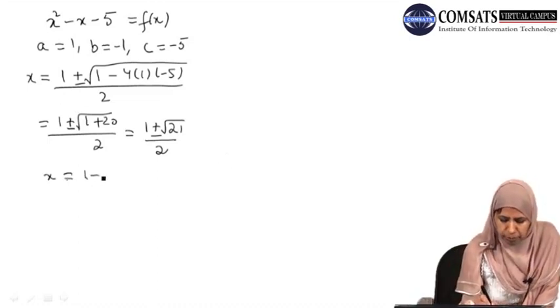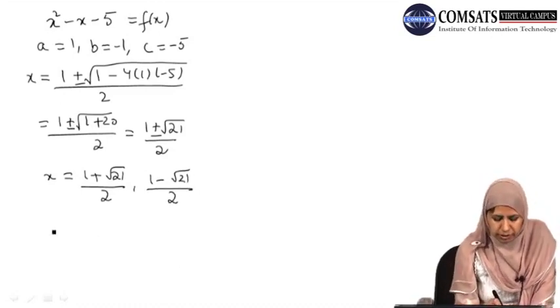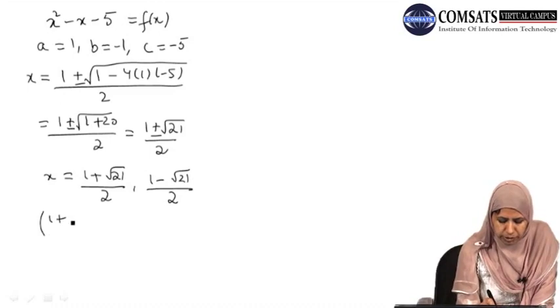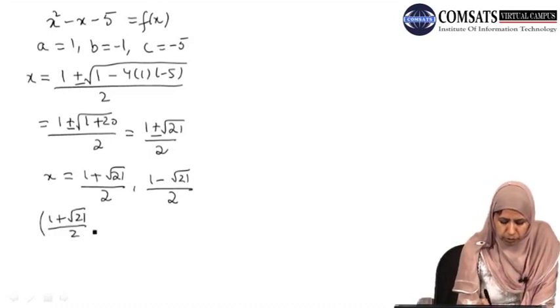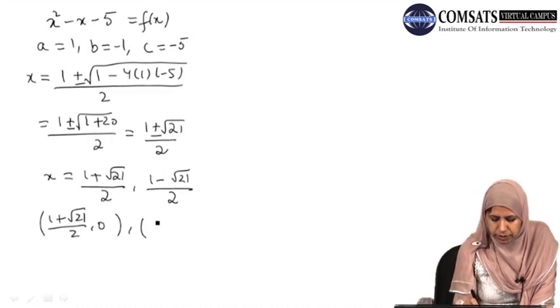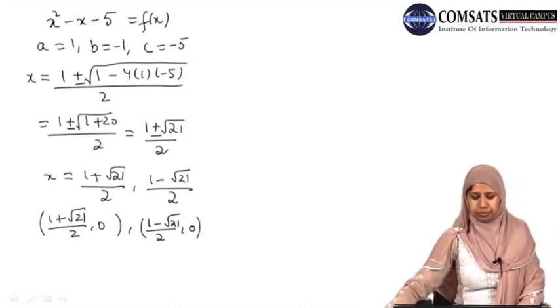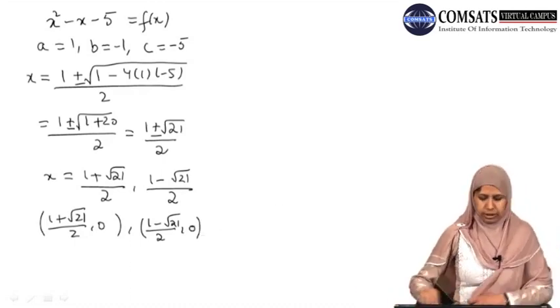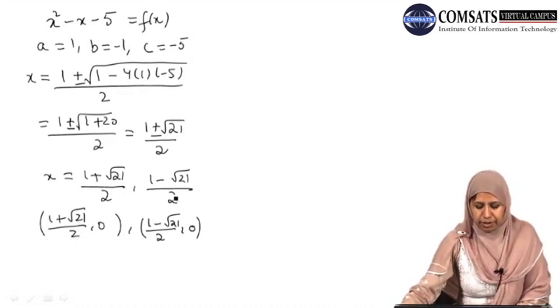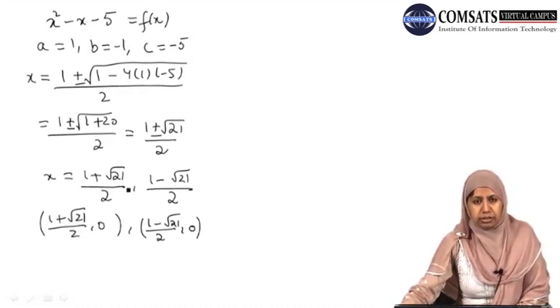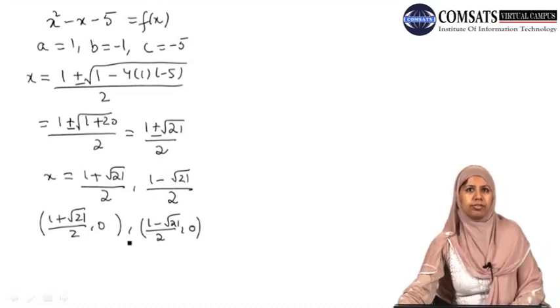x is equal to 1 plus square root of 21 over 2, and the second root is 1 minus square root of 21 over 2. So the x-intercepts are (1 plus square root of 21 over 2, 0) and (1 minus square root of 21 over 2, 0). Okay, so these are the x-intercepts and these are the roots of our given quadratic function.